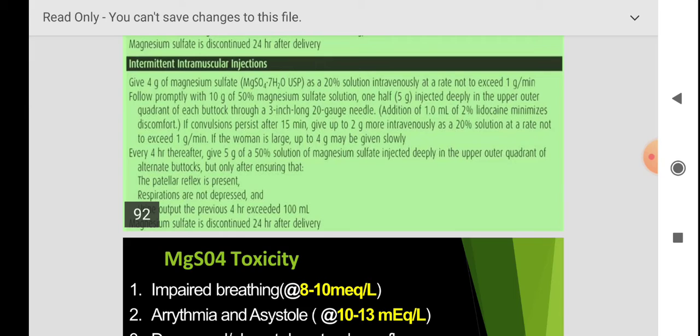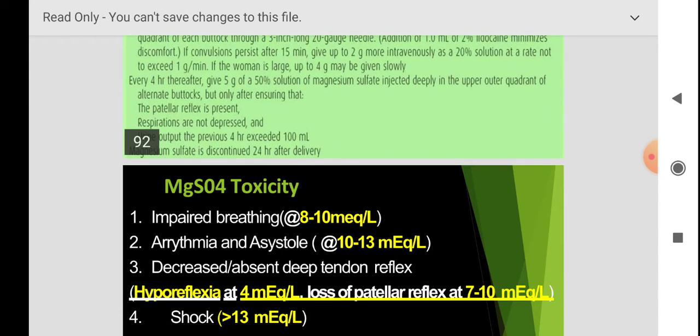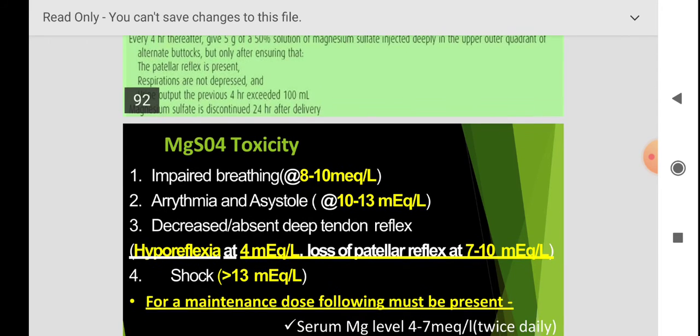In IM dose, a total of 14 grams of magnesium sulfate is given: 4 grams IV and 10 grams IM. The 4 grams IV is diluted to make a 20% solution and given IV over 15 to 20 minutes. The IM dose is not diluted as it is a 50% solution. 5 grams IM is given in each buttock. This is the loading dose. And while giving, periodically every 4th hourly, what should be checked? The patellar reflex, respiratory rate and urine output should be measured properly.